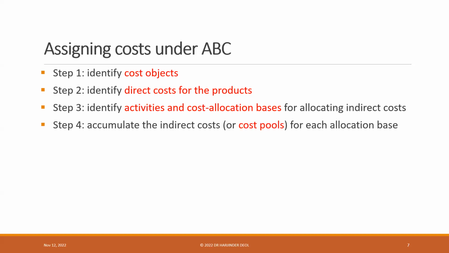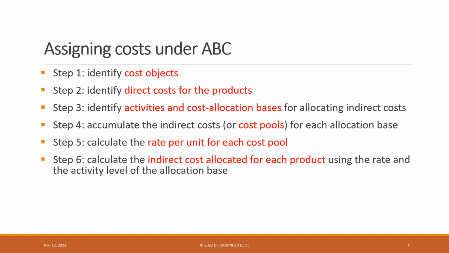Step 4, we accumulate the indirect costs in what's called a cost pool for each allocation base. And that effort is basically keeping track of the costs for that particular activity. Next, we calculate the rate per unit for each cost pool. And that is done by dividing the amount from step 4 by the activity level identified in step 3.